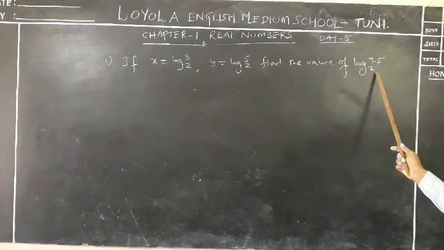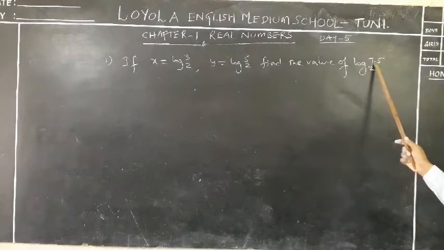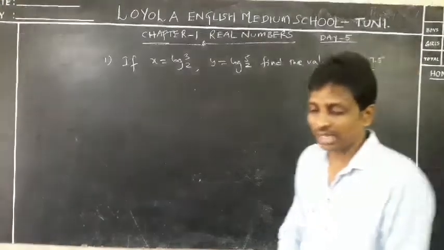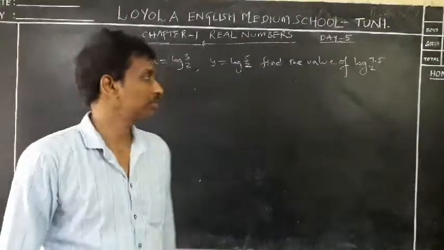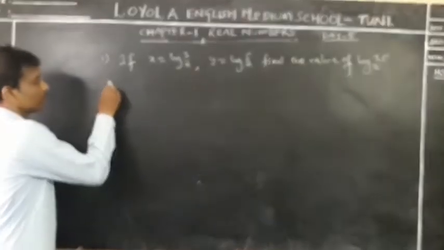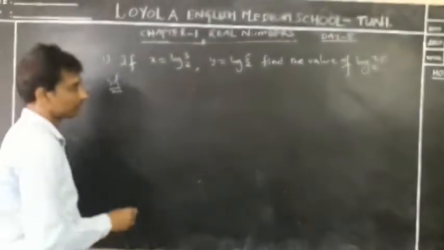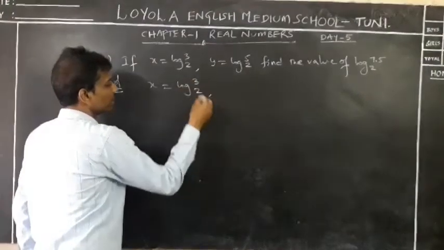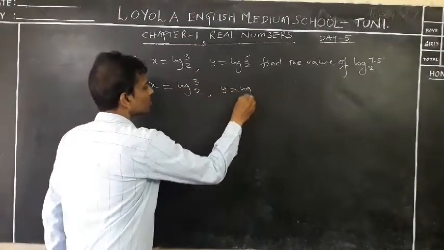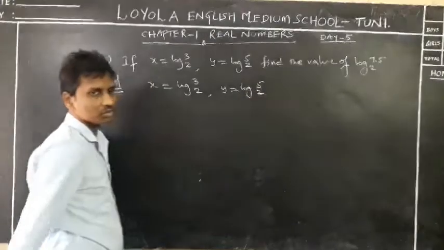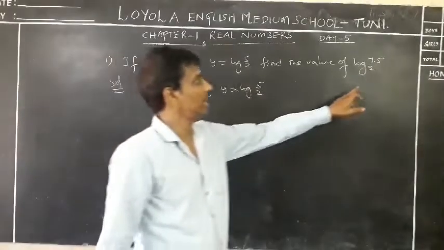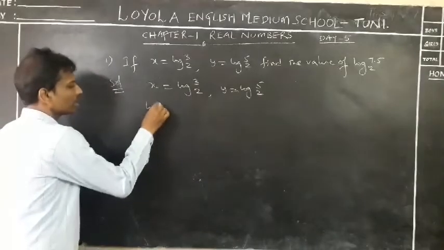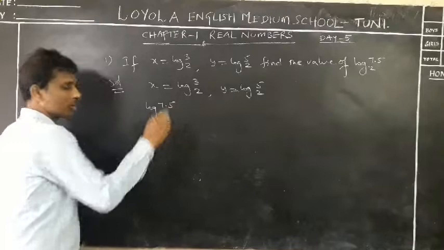That is not 75. Don't get confused here, there is a decimal point. Log 7.5 base 2. Let me explain this solution. x is equal to log 3 base 2. y is equal to log 5 base 2. Leave it like that, and let us go through the question. That is log 7.5 base 2.